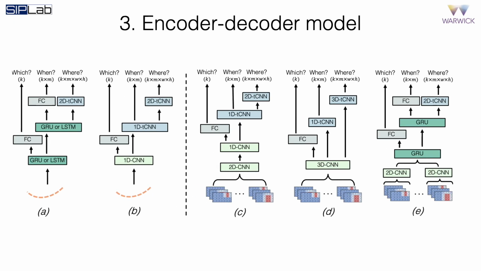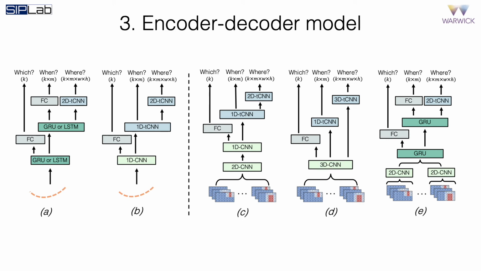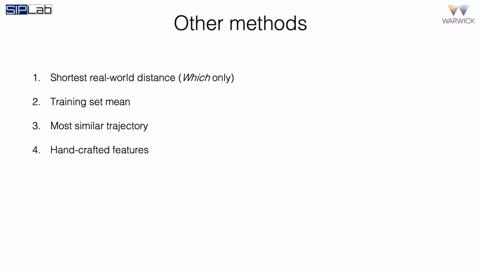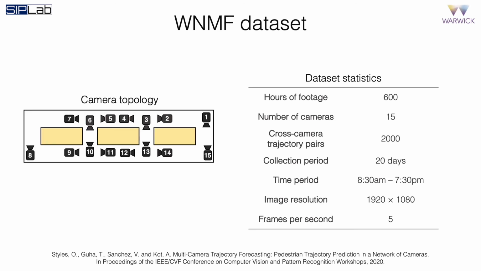In addition to this model, we introduce two more based on a trajectory tensor input representation, and two models based on coordinate trajectories. Please see section 4 of the paper for more details on these 5 models. We also compare with 4 baseline approaches, which are described in the paper. Each approach is trained and evaluated using the WNMF dataset. The dataset is collected indoors using 15 cameras and features 2,000 cross-camera trajectories. More information on the dataset can be found in our workshop paper, where we first introduced WNMF.